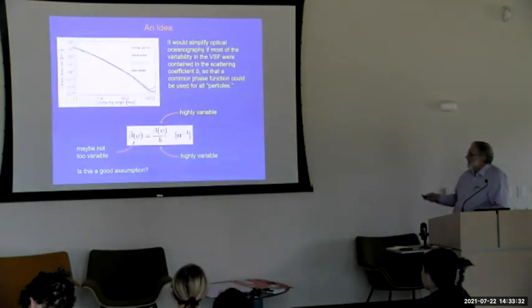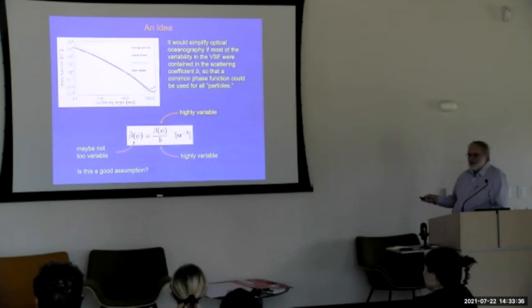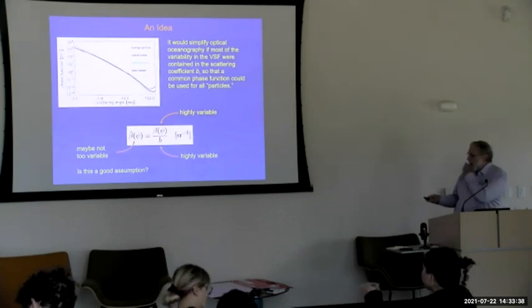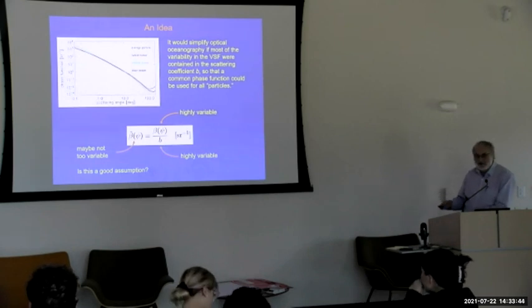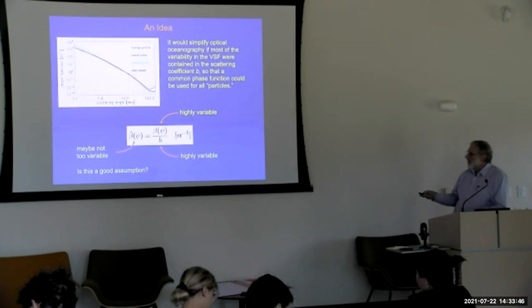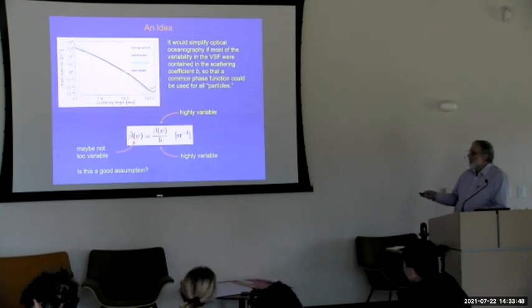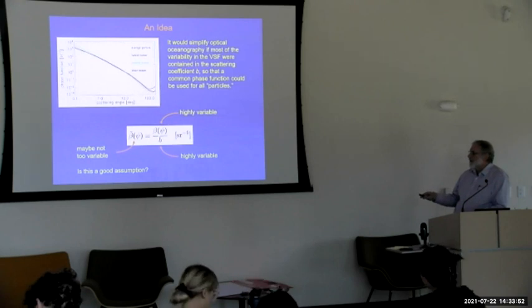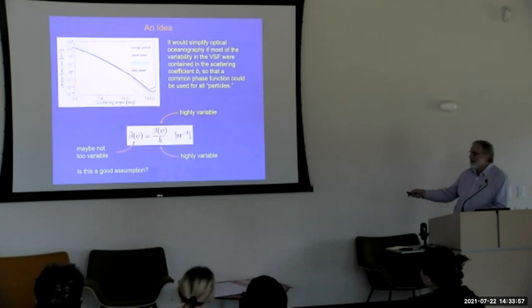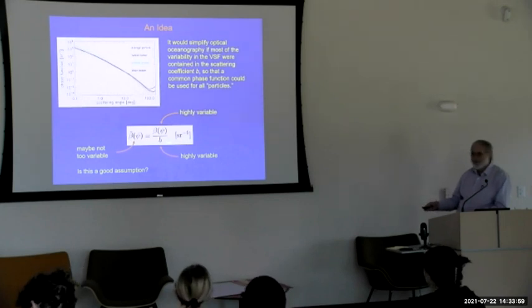So anyway, the VSF is highly variable. The scattering coefficient is highly variable. But now the question is, the ratio, maybe not very variable? This is going to be determined by both what kinds of particles are there and their concentration. This is really determined just by what kinds of particles are there because we've normalized out the concentration effects. So that's why people like to play with this guy.